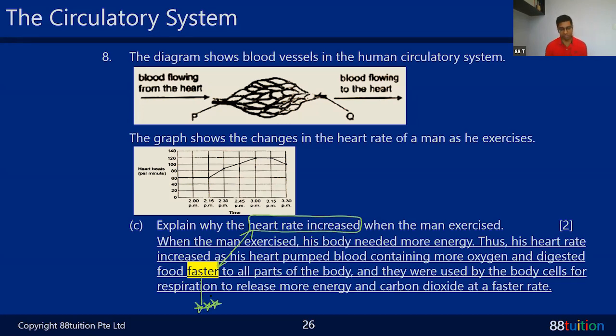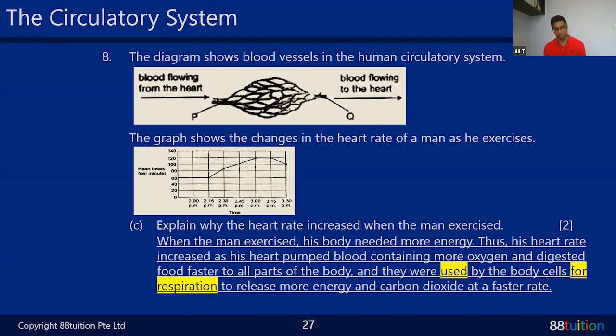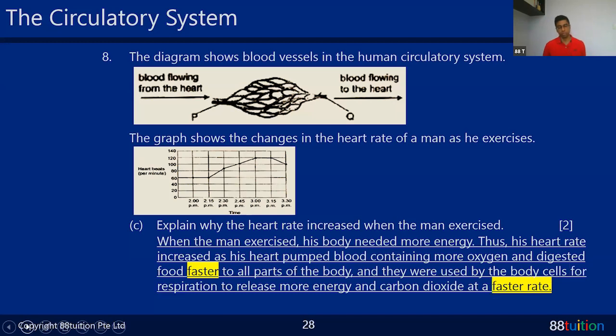How many times are we having "faster"? Can you quickly look at it? We have one more "faster" here, right? So I highlight for you. Why faster? To use for respiration, which I also highlighted and circled in the earlier question. So it's exactly the same. My point is exactly the same, but you need to include "faster".